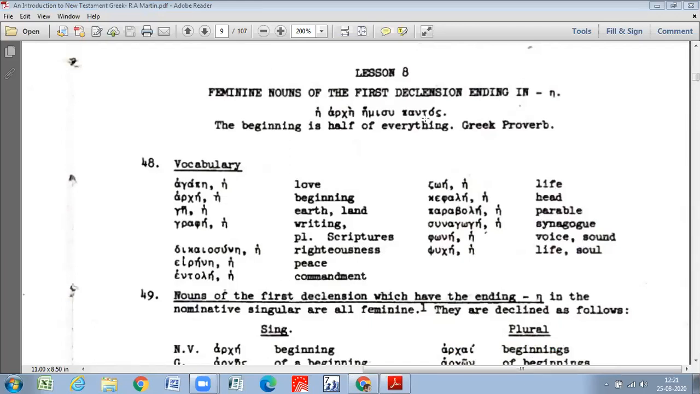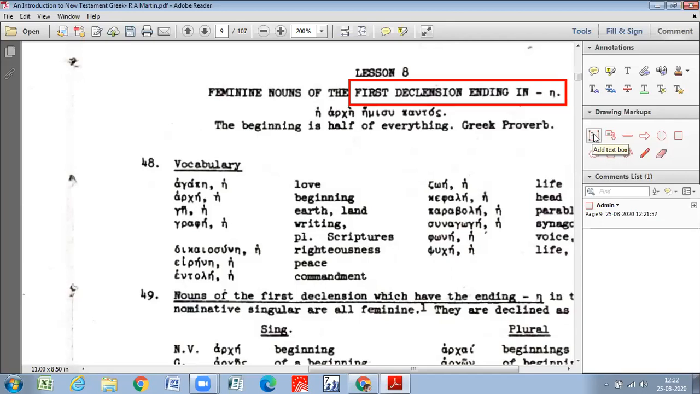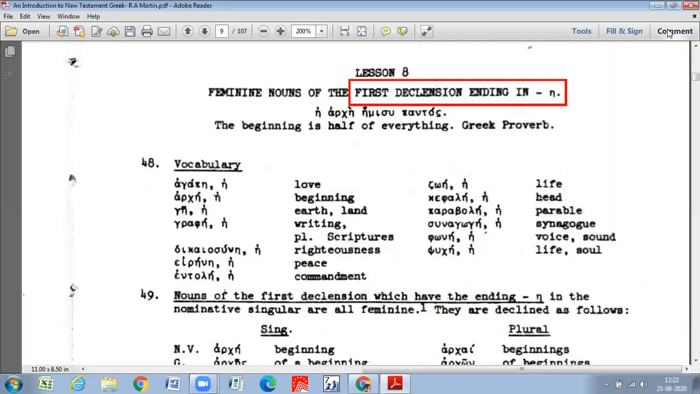feminine nouns of the first declension. In the previous class, we talked about feminine, second declension, and now we are in first declension. Now, how do you know the first declension and second declension? We have this as first declension ending in eta. Now, my question is, how do you differentiate which is first declension and which is second declension?